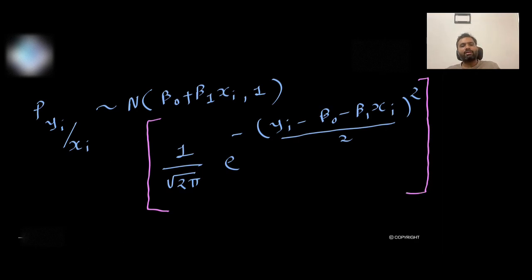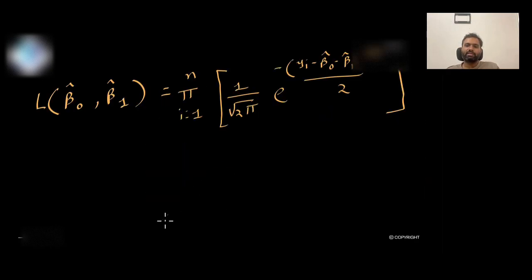Now, how to find the maximum likelihood estimates? You have n samples. You multiply the corresponding PDFs and you create the likelihood function. So that's what I'm doing next. I'm creating the likelihood function here. This is with respect to beta 0 hat and beta 1 hat. I want to maximize it for which the data points are fixed. So yi, xi are fixed. You can also consider them as training data.